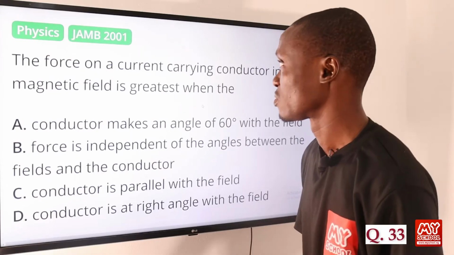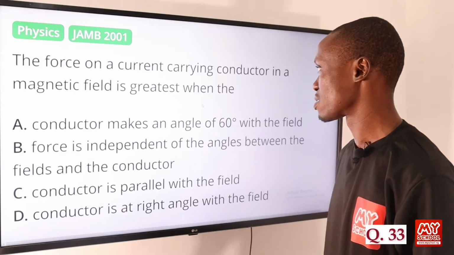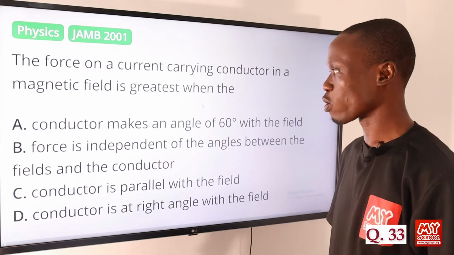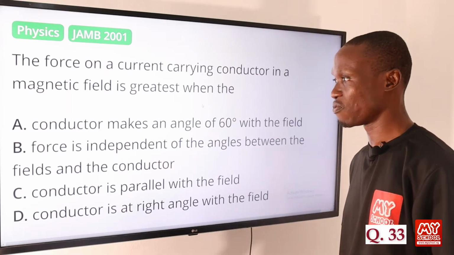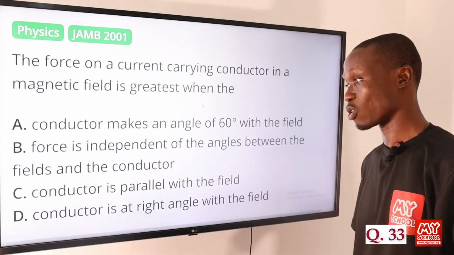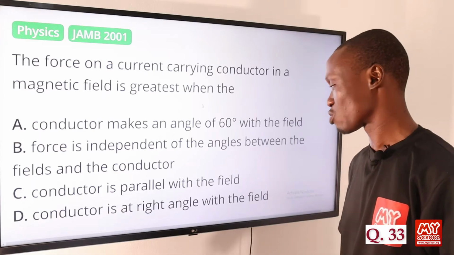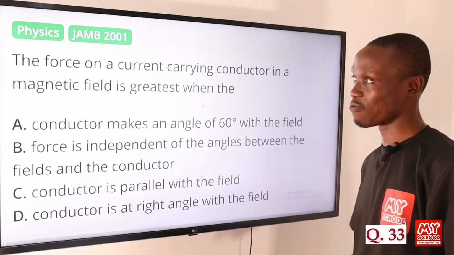Question 33. The force on a current carrying conductor in a magnetic field is greatest when A, the conductor makes an angle of 60 degrees with the field. B, force is independent of the angle between the field and the conductor. C, conductor is parallel with the field. D, conductor is at right angle with the field.